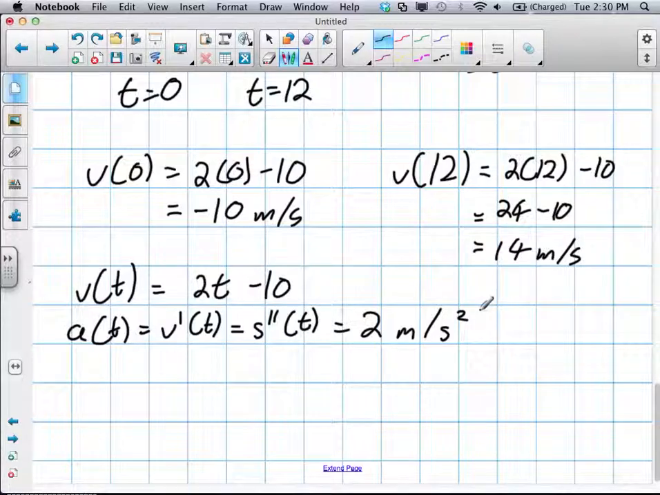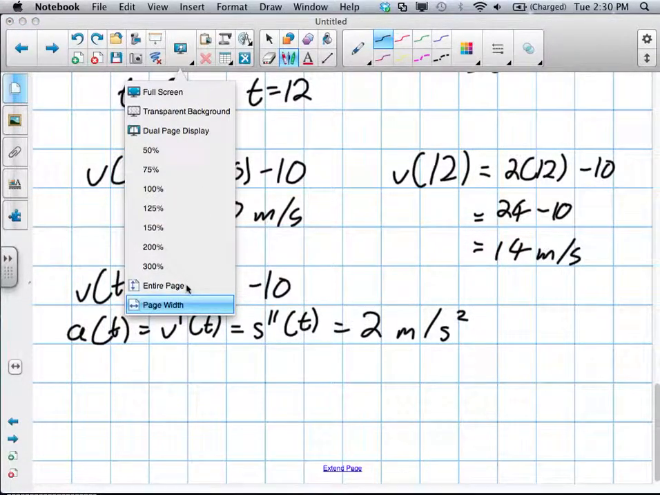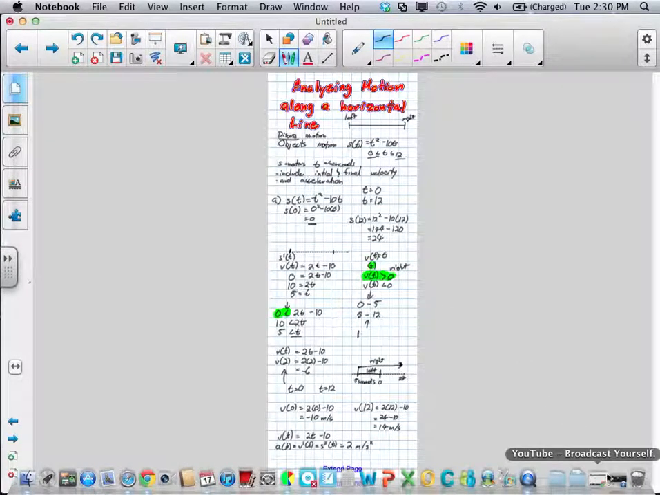This means that our acceleration is not changing because it's not a function of time. There's no variable involved here. So we're at 2 meters per second squared acceleration throughout the entire question. So that's described quite a bit of the motion of this thing.